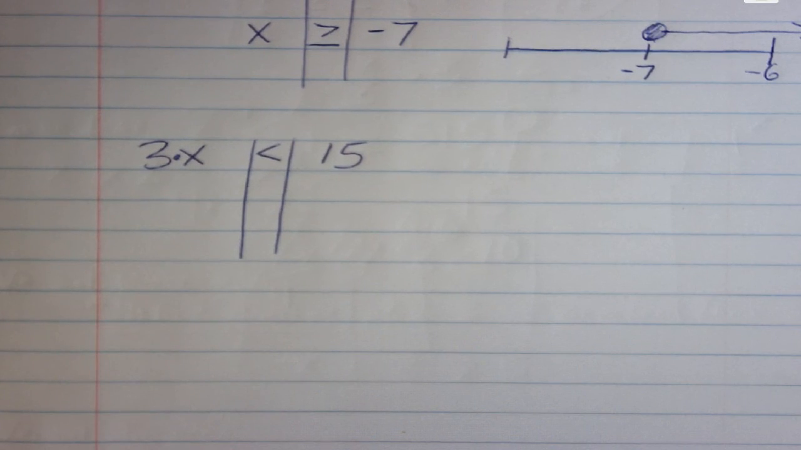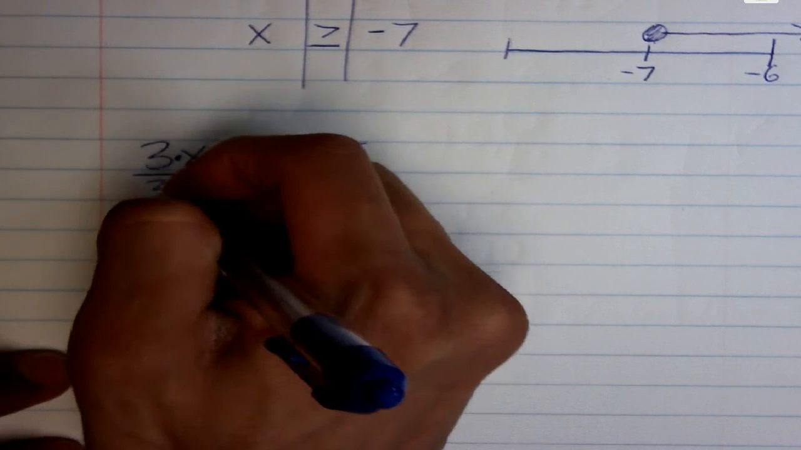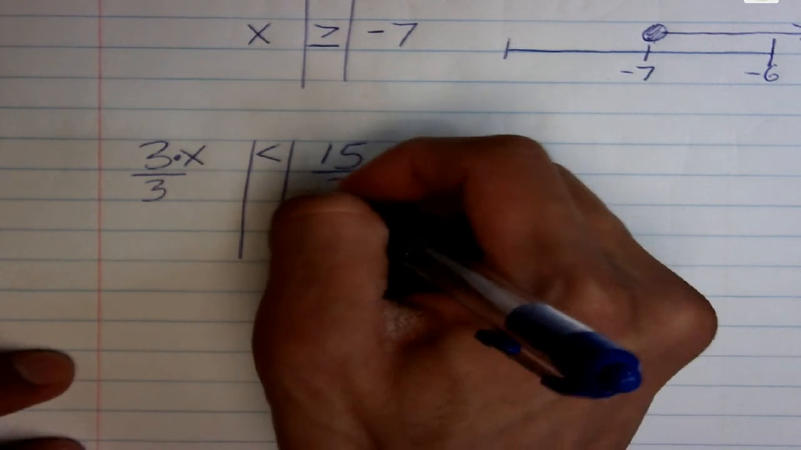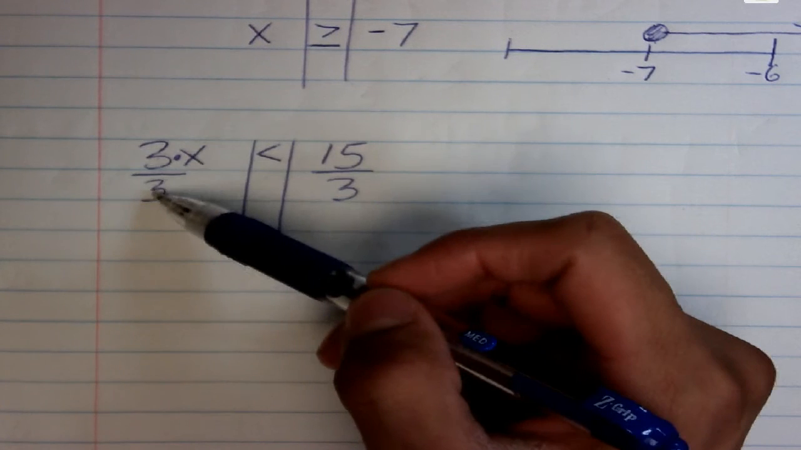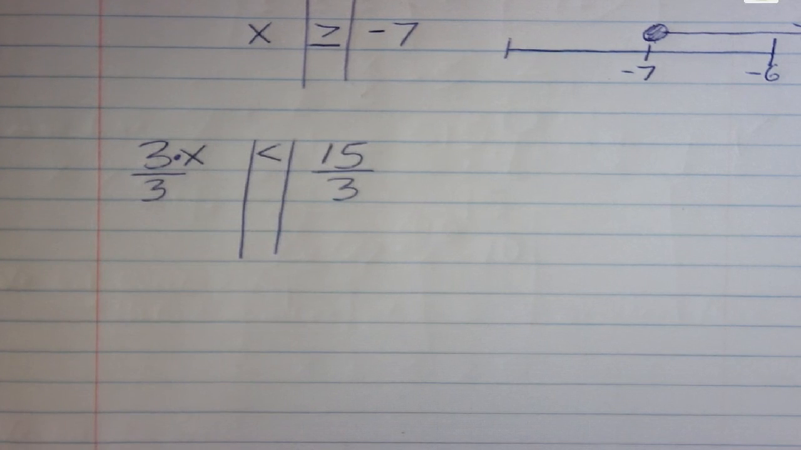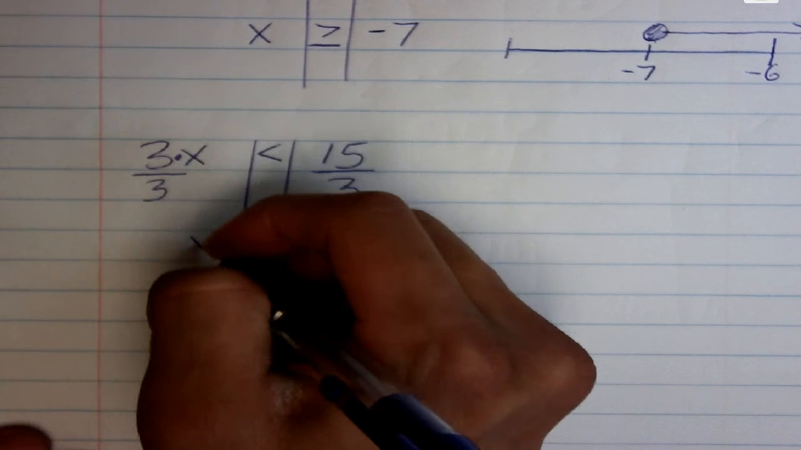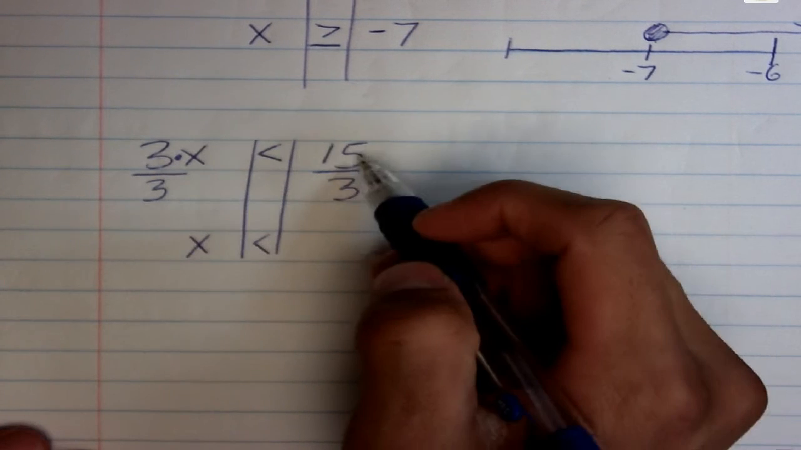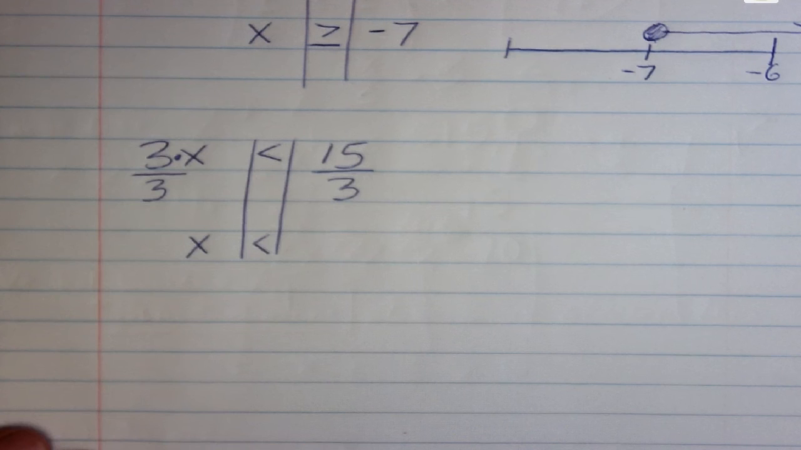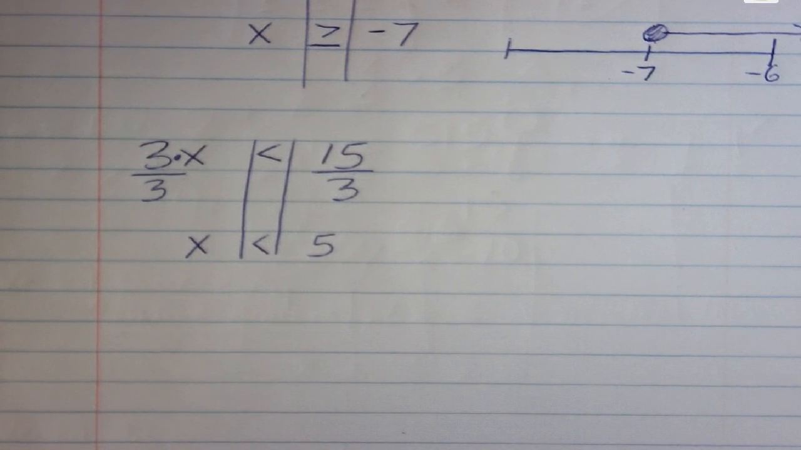What's the opposite of multiplying? Divide. So we're going to divide by 3, and we're going to divide by 3. Just like in Dragon Box, right? Whenever you have the same number, what is this going to make? What's 3 divided by 3? 1. So we have 1x all by itself is less than, what's 15 divided by 3? 5. So my answer is x is less than 5.